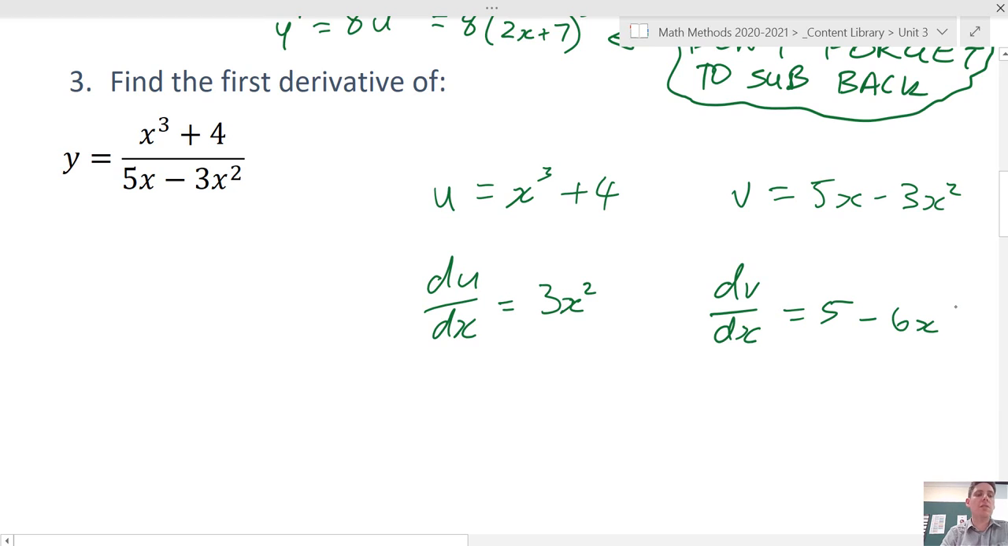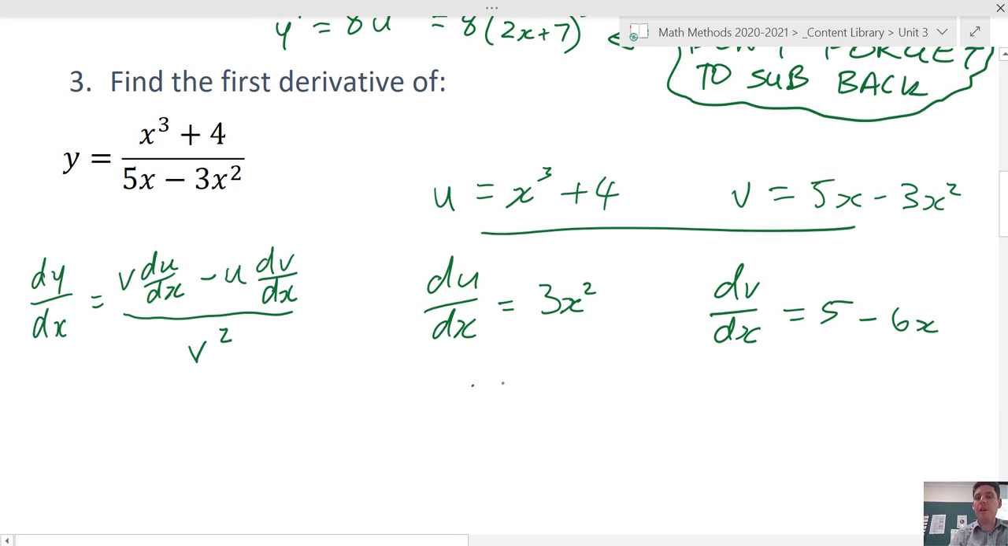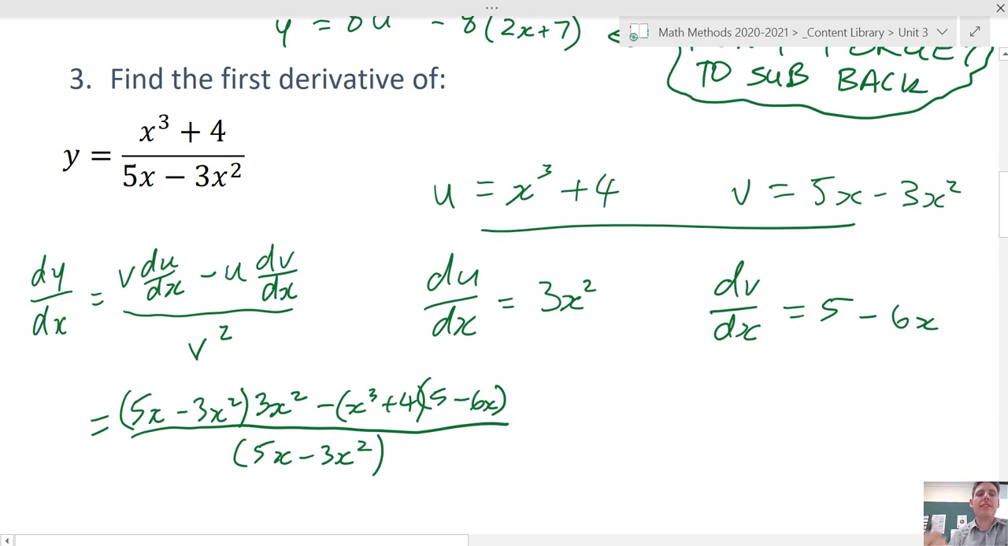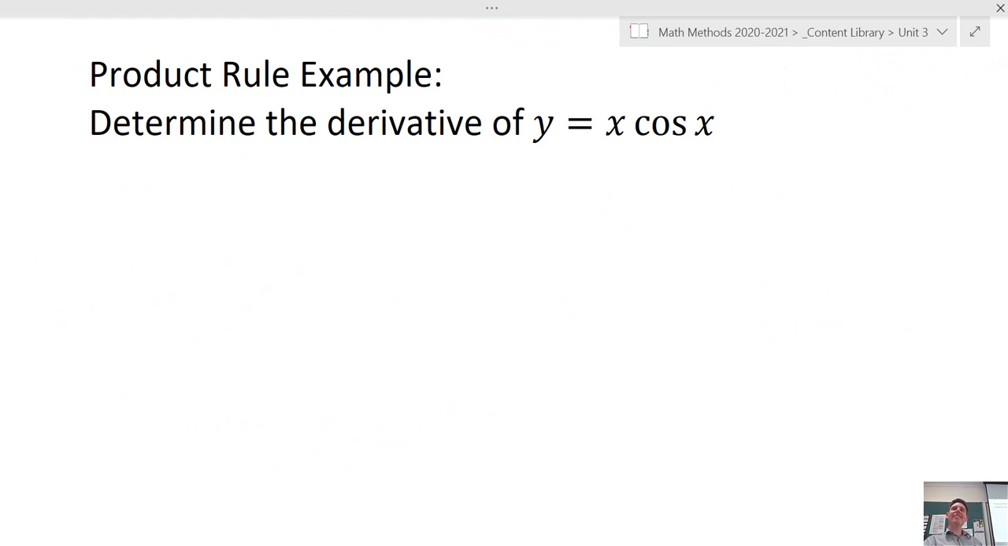Then use the really complicated quotient rule. That was the first step, that was the second step, now we're subbing into this. Okay, so I've subbed into the function. Ta-da, that's the massive derivative of that. Go at this question.